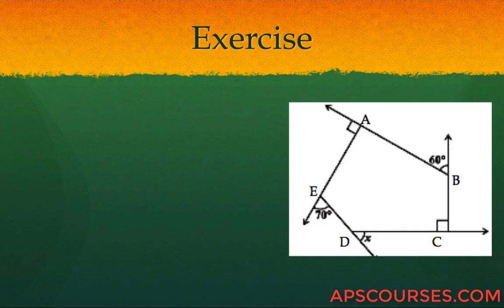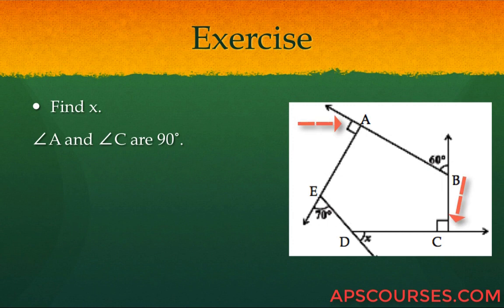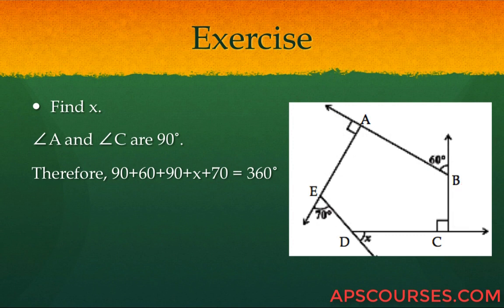In this figure, you have been given the measure of all the exterior angles. We need to find x. Now from this figure, you can conclude that exterior angle A and exterior angle C are both 90 degrees. Therefore, the sum of all these 5 exterior angles would be equal to 360 degrees, and hence x is equal to 50 degrees.